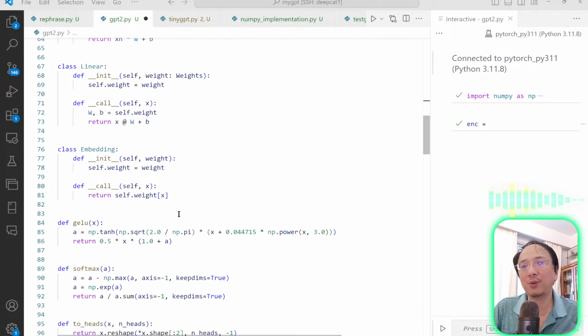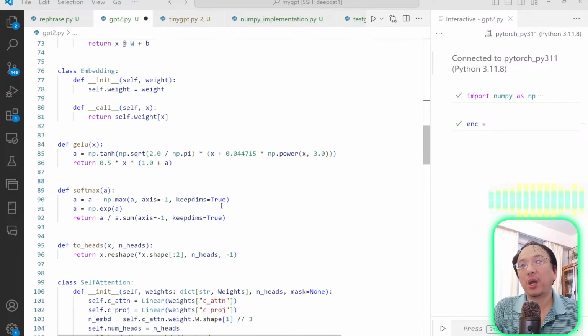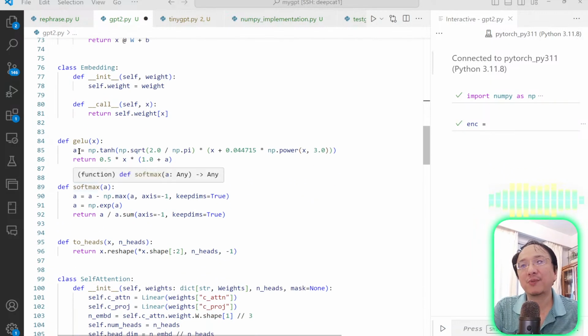You don't need to be afraid of seeing the code because it is just as simple as this one. We also implement the activation function GELU that is used in GPT-2.